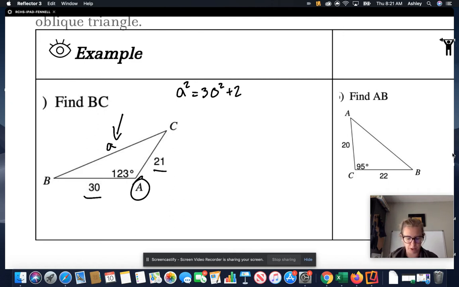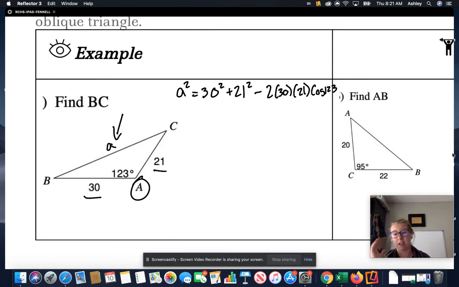Doesn't matter which one we do first. All right. And then we're going to subtract 2 times both those sides, 30 times 21, all being multiplied by the cosine of this angle here, which is 123. Okay, that looks really ugly, but this is just a calculator problem.